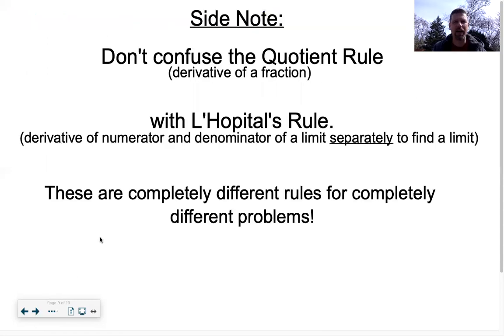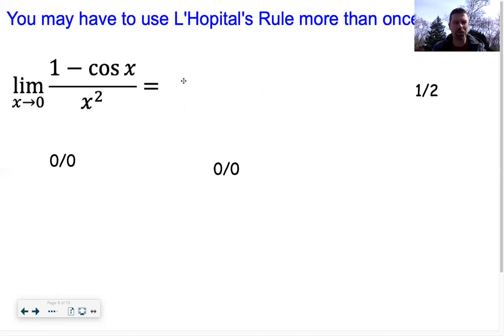All right. Side note, don't confuse the quotient rule with L'Hopital's rule. Notice here when I took the derivative, I took the derivative of that top, sine of x. I took the derivative of the bottom, 2x. I took it separately. I didn't do like the low d high minus high d low all over low squared. That's a whole different problem, right?